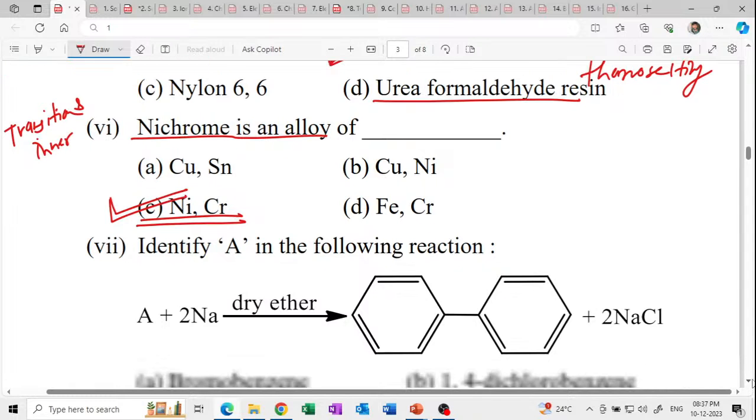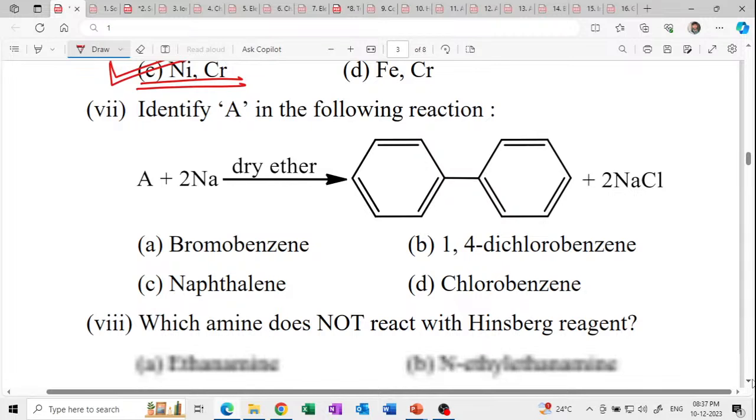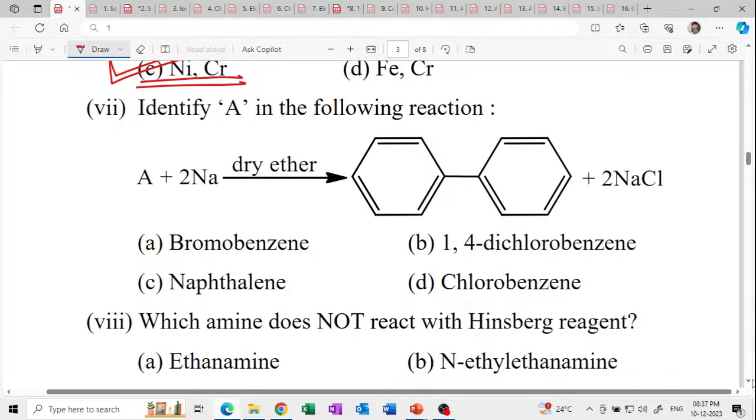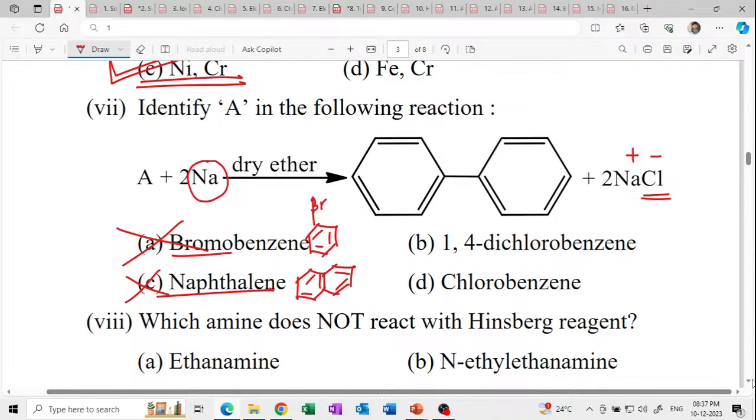Identify A in the following reaction. What is A? This A reacts with sodium metal in dry ether. Na and Cl are removed, so A should contain chlorine. Bromobenzene is not correct. Naphthalene is not correct because naphthalene contains two benzene rings and no chlorine. Bromobenzene is benzene plus bromine. So this option is ruled out.